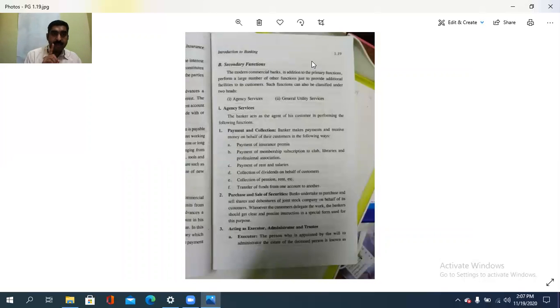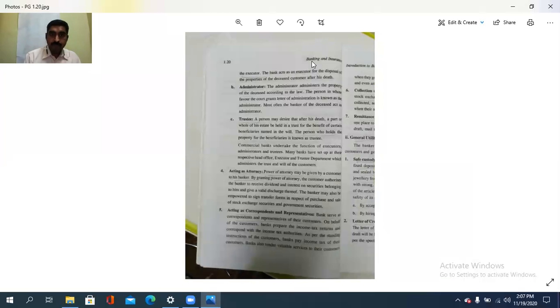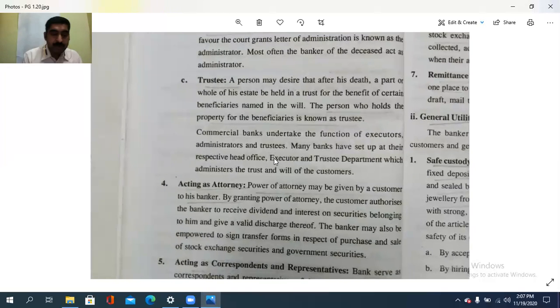So one is agency services for payment and collection. Another one is for the purchase and sale of securities like shares and debentures on behalf of the customer. Then acting as an executor, administrator, and a trustee. Then another one, acting as an attorney. So power of attorney may be given to a bank by the customer.